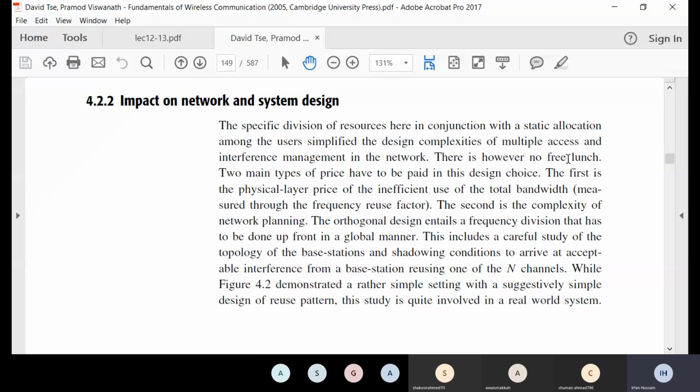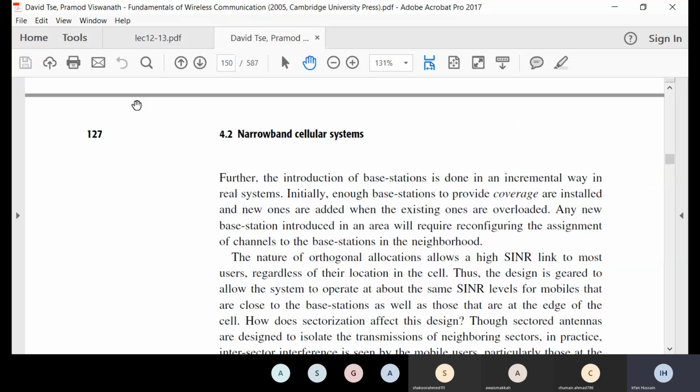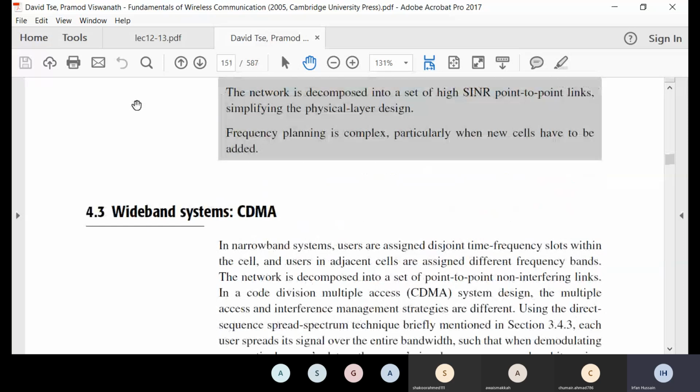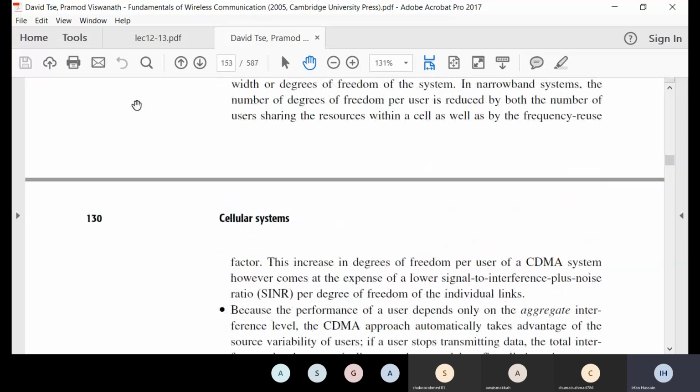Alright, time is 7:30. So we are already 15 minutes over. We just had to cover 20 minutes. I will end the lecture here. In the next lecture, we will start from section 4.2.2, impact on network and system design. I do not know how much we would be able to cover in the next lecture, but we will end the class at 7:15 as usual.